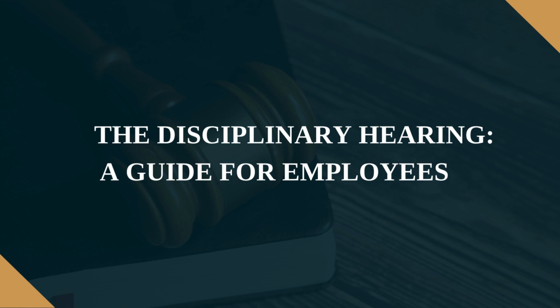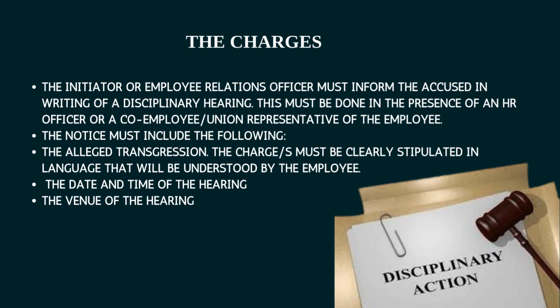The aim of this video is to shed light on the process and procedures involved in a disciplinary hearing. Once an employer has decided that there are sufficient grounds to commence with a disciplinary hearing, the employer must inform the accused employee in writing that the disciplinary hearing is to take place. This notification must be done in the presence of an HR officer.